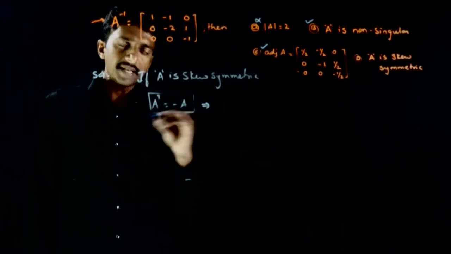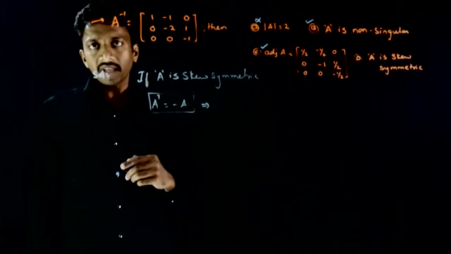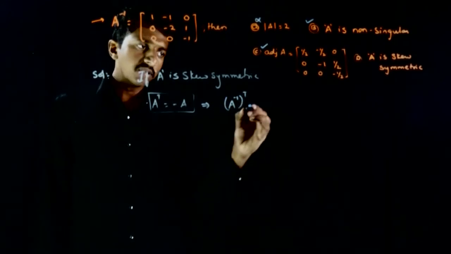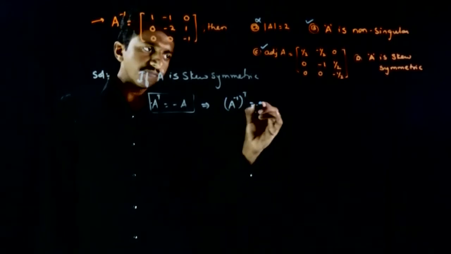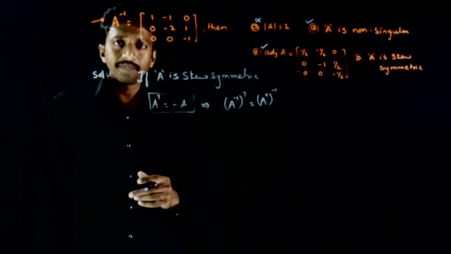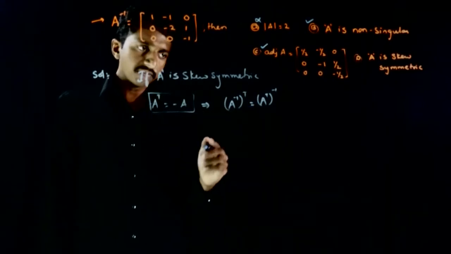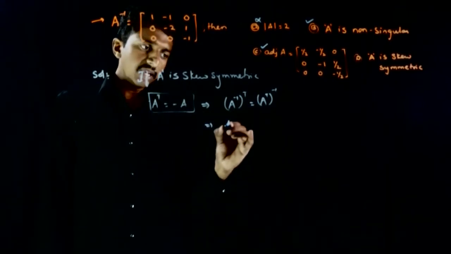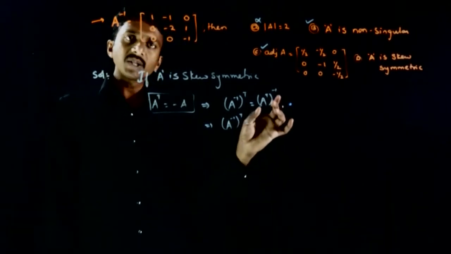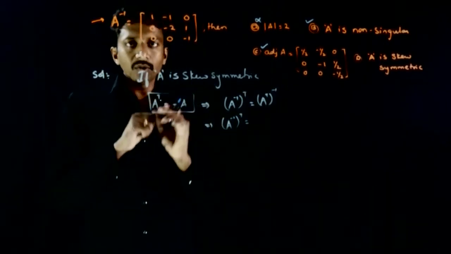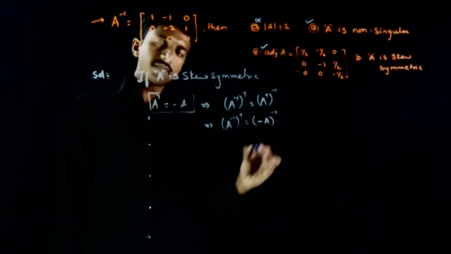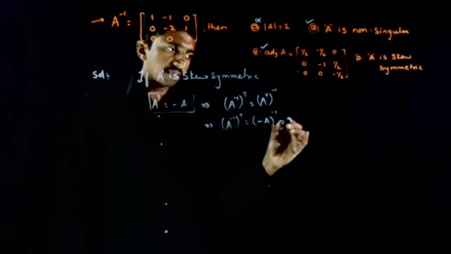Now अब A inverse के बारे में analyze करेंगे. What is A inverse whole transpose? This is equal to A transpose whole inverse from the properties of inverses. So A inverse whole transpose is equal to A transpose whole inverse. But A is skew symmetric है तो A transpose is minus A. So minus A whole inverse होना चाहिए.